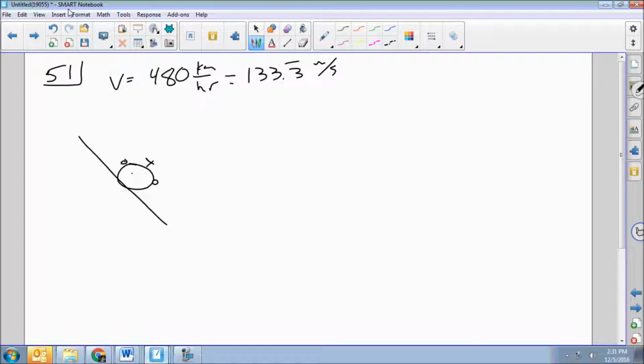So we changed our velocity to meters per second. We've got our airplane, which is poorly drawn here, and it tells you that the wings are inclined at an angle of 40 degrees, right? Okay. Now there are really only two forces acting on the plane. What are they? You guys tell me.